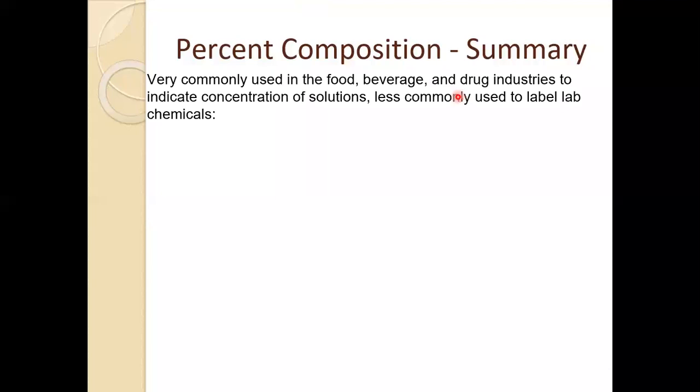So in summary, with percent composition, we introduce it because it's the type of concentration unit you're most likely to find, certainly outside of the science laboratory, because it's very commonly used in the food industry, beverage industry, and drug industries to indicate the concentration of solutions. Those industries know, as we know, that they want to label their product with these concentrations because the concentration does have an effect on the properties of that substance and its applications.